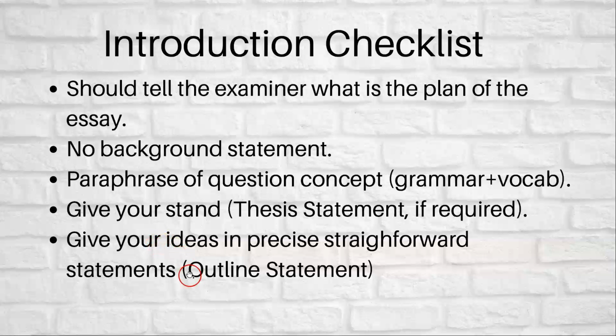The third sentence will be your outline statement, and it will give the examiner your ideas, and they should be written in precise, straightforward statements. No roaming around, no beating around the bush. You should straight away come to the point and give your ideas in precise, straightforward statements in your outline statement. And these three things are all that you need to do in your IELTS introduction paragraph.